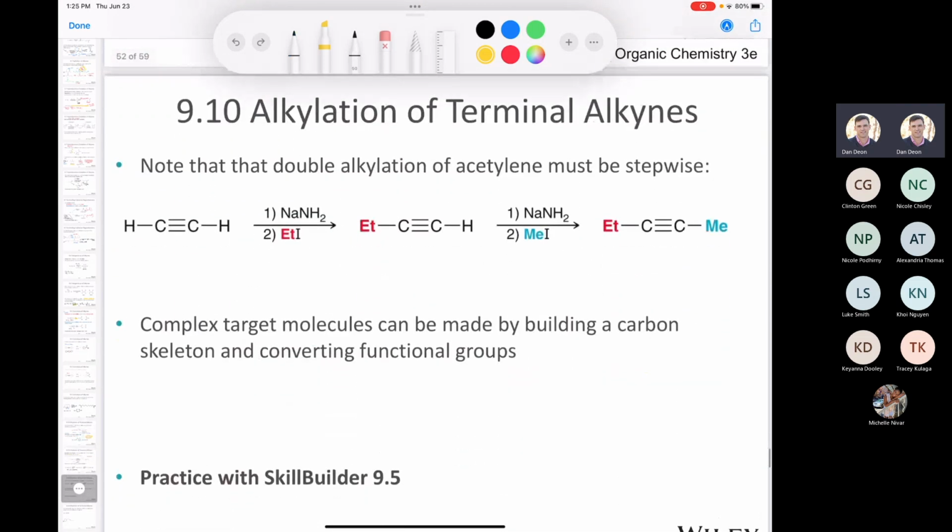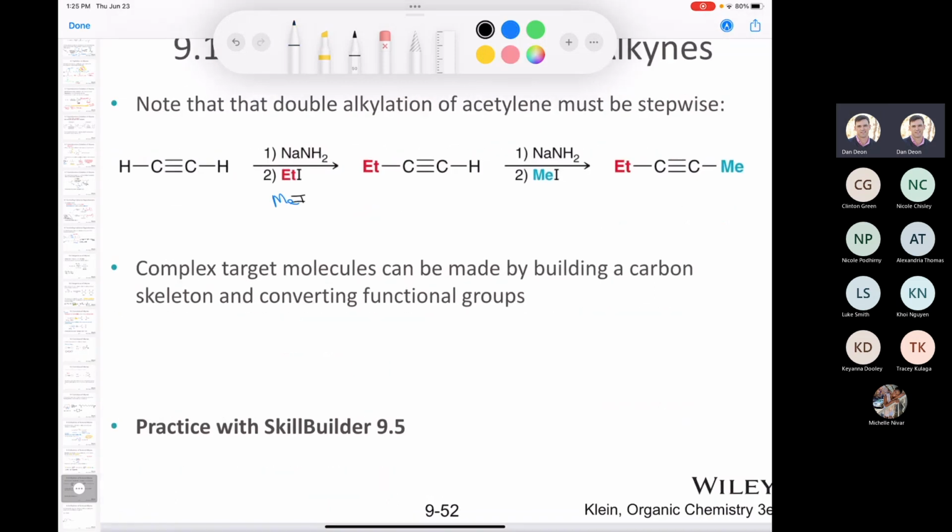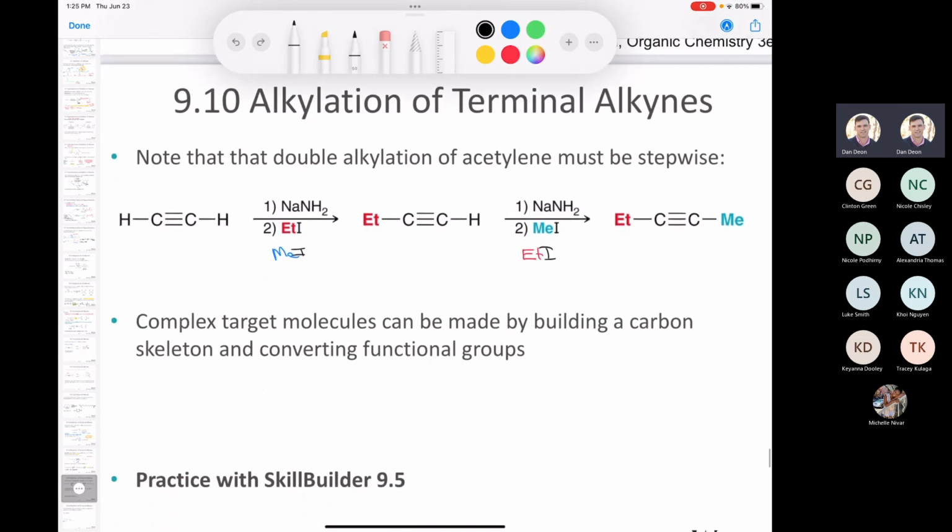Let's take a look here. Note that the double alkylation of acetylene has to be stepwise, so you have to do it one step after another. But like I was saying, you could add the methyl iodide first, and then you could add the ethyl iodide second. Either way, you're going to get the same product. Okay, it doesn't matter. And complex target molecules can be made by building a carbon skeleton and converting functional groups. So now we're on our way to making more complex molecules by creating new carbon-carbon bonds. Very, very important in organic chemistry.